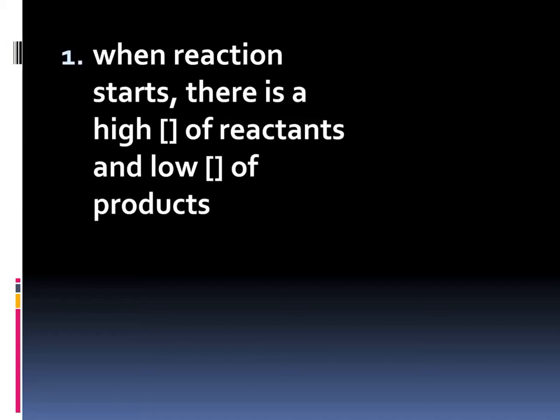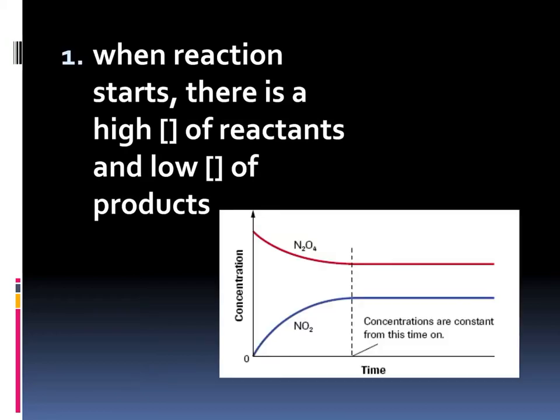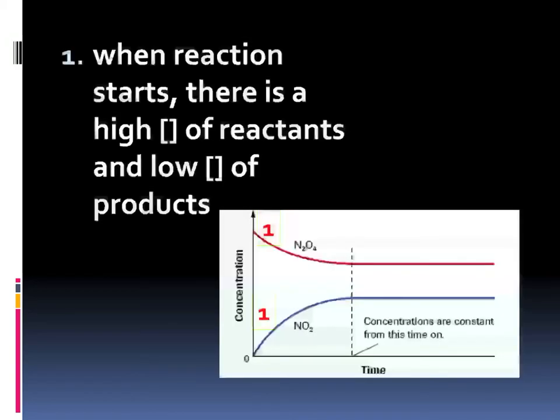Okay, so what I'm going to do is label the graph. When the reaction starts, there is a high concentration of reactants and a low concentration of products. So if you want to put a 1 on your graph, there, that's essentially what we did in the last unit. You drew concentration time graphs representing the change.